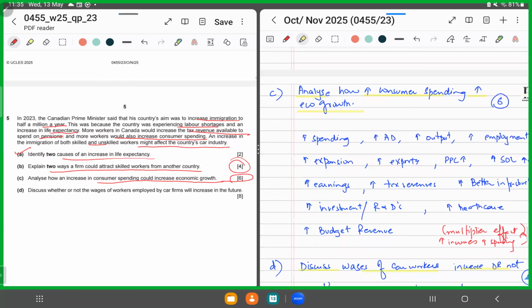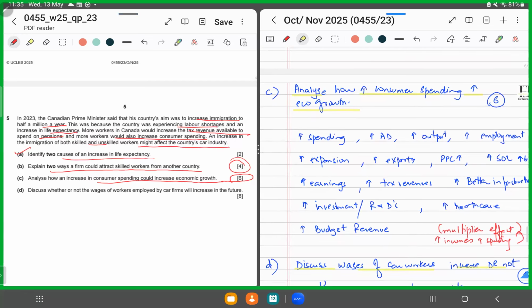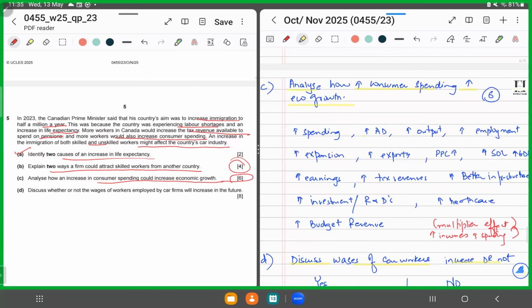So we all know when consumers increase their spending, it boosts aggregate demand. It causes the entire production possibility curve to move outwards because it acts as a signal to firms to expand their output. They are going to employ more resources, more workers. So overall, the employment level of the country is going to increase. Output level is going to rise. Firms are going to expand. Export level is going to rise.